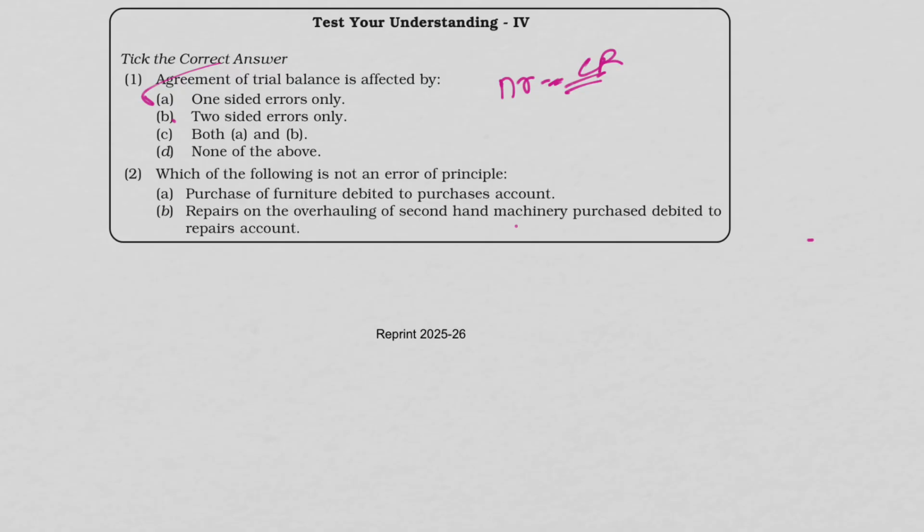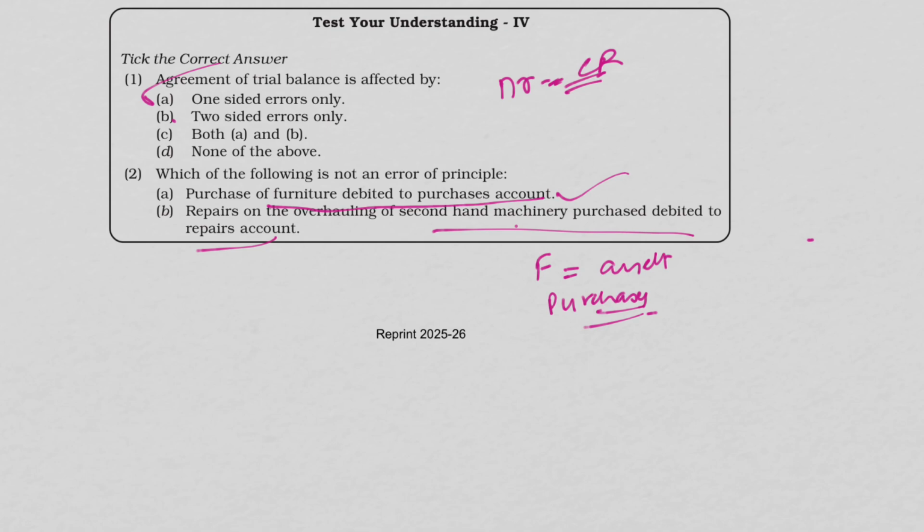Now, which of the following is not an error of principle? So let's see. First of all, error of principle occurs when the capital expenditure is treated as revenue expenditure, vice versa, like that only. So here, first of all, we have purchase of furniture debited to purchases account. So yes, this is an error of principle, because the purchase of furniture, we know furniture is an asset, but it has been recorded as purchase expense. Then we have repairs on the overhauling of second-hand machinery purchase debited to repairs account.